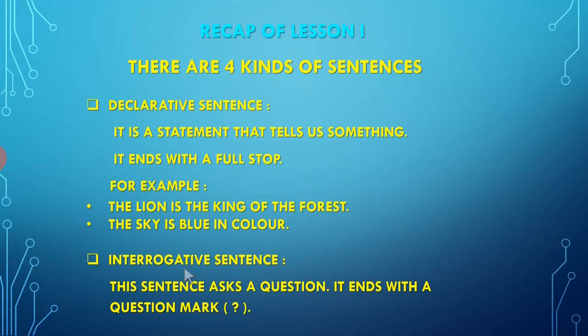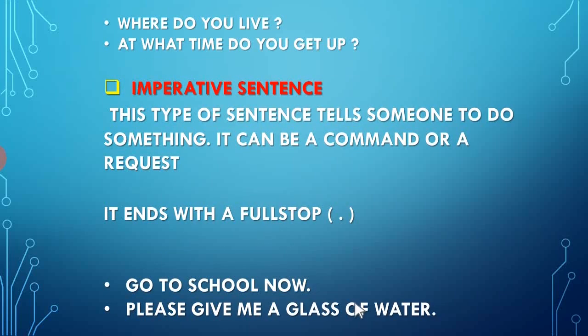Now let us come to interrogative sentence. Interrogation means asking questions, children. So these kinds of sentences always ask a question. It ends with a question mark. For example, where do you live? Question mark. At what time do you get up? This is also a question, children. So these sentences always end with a question mark.